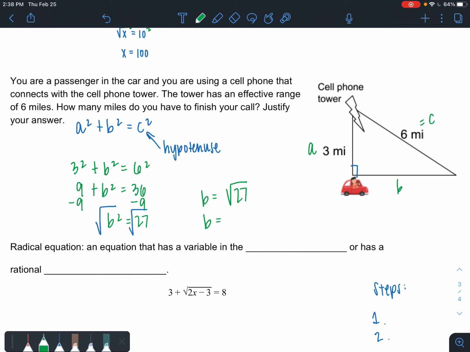So b is going to be equal to, we need a perfect square that divides 27. It's going to be 9 and 3. So b is equal to 3 radical 3 miles in exact form.